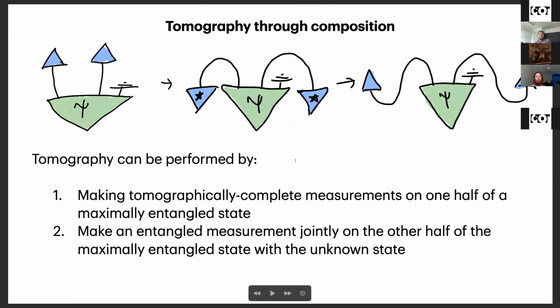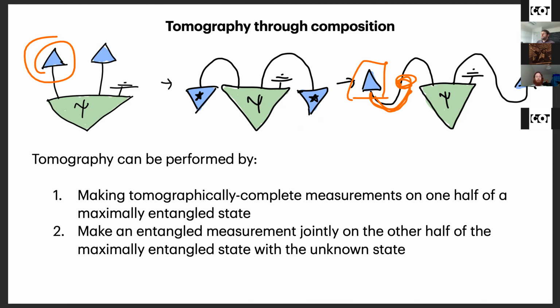So what was the point of this bending? It is to say that tomography can be performed by making tomographically complete measurements on one half of a maximally entangled state. So this is my tomographically complete measurement on one half of a maximally entangled state. And then I make an entangled measurement on this with my state here. So I can perform tomography in that manner instead.